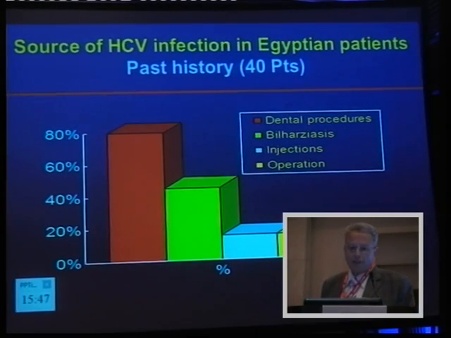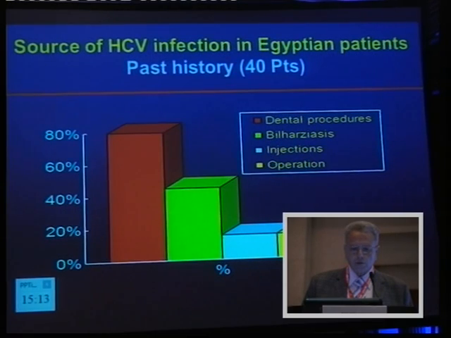What is the source of infection? In the same study done at the public health department, from the past history of 40 patients, they found that the highest incidence of past infection is due to dental procedures. Next to it is bilharziasis and its treatment, the use of non-sterile injections, and at last operations. That's why these sources of infection are probably important whenever we want to avoid the source of infection.